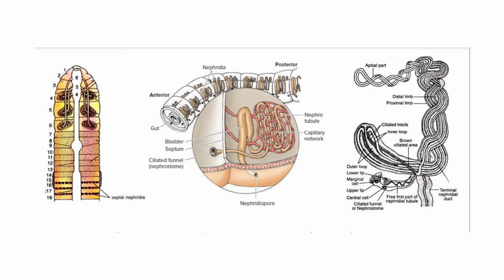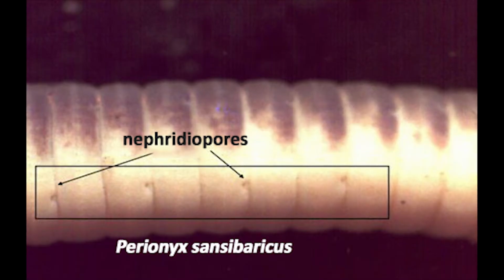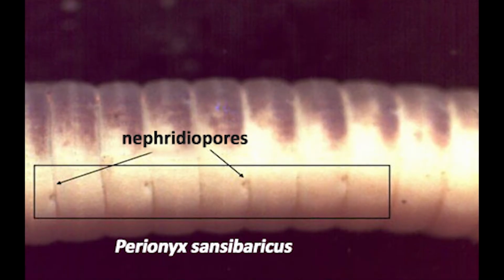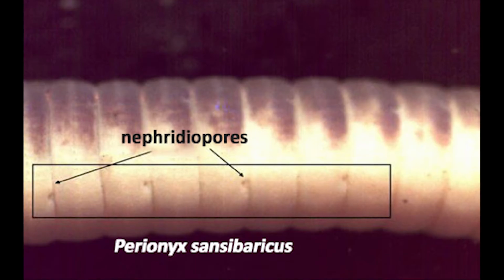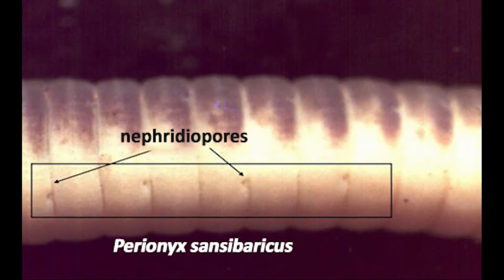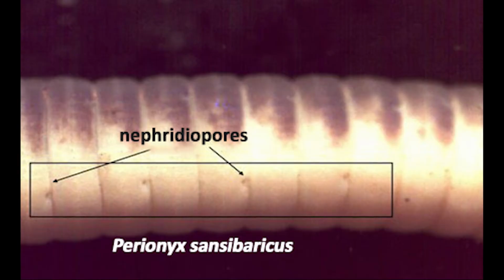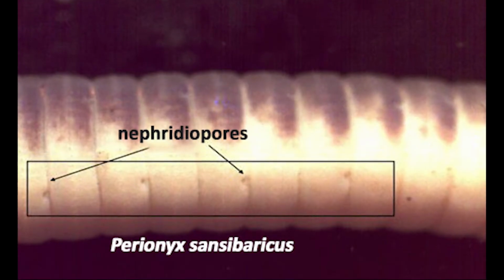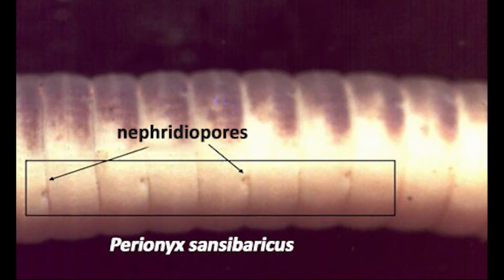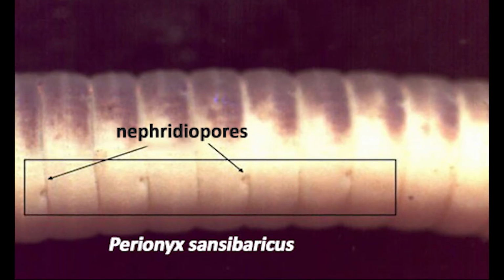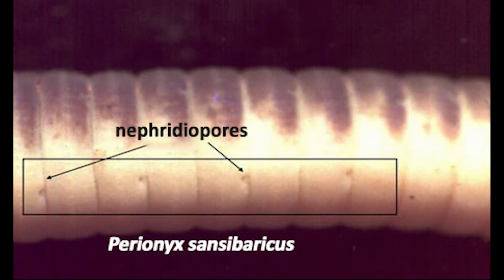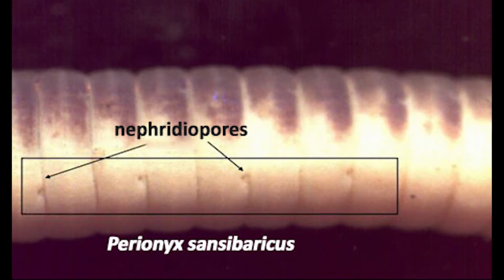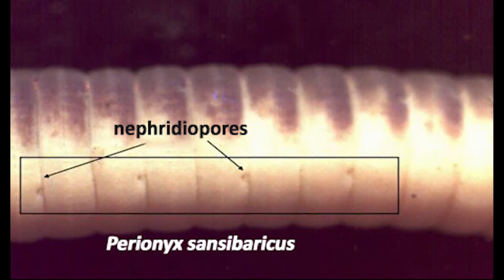Numerous minute pores called nephridiopores open on the surface of the body. It is difficult to see these pores. A very unique alternate arrangement of nephridiopores is found in Perionyx sansibaricus. Here you can see the alternate arrangement: in one segment we can easily see the nephridiopores, a minute pore-like structure, while on the adjacent segment the pore is absent.